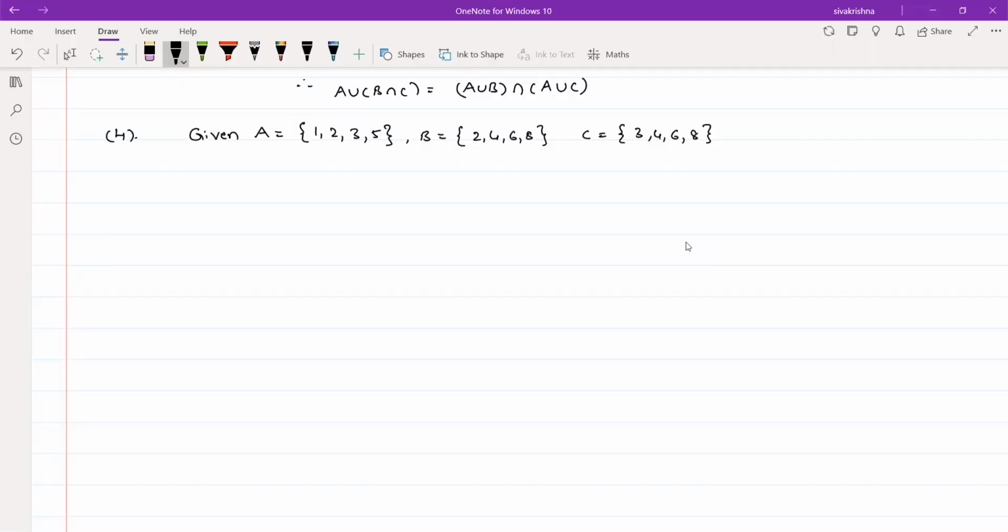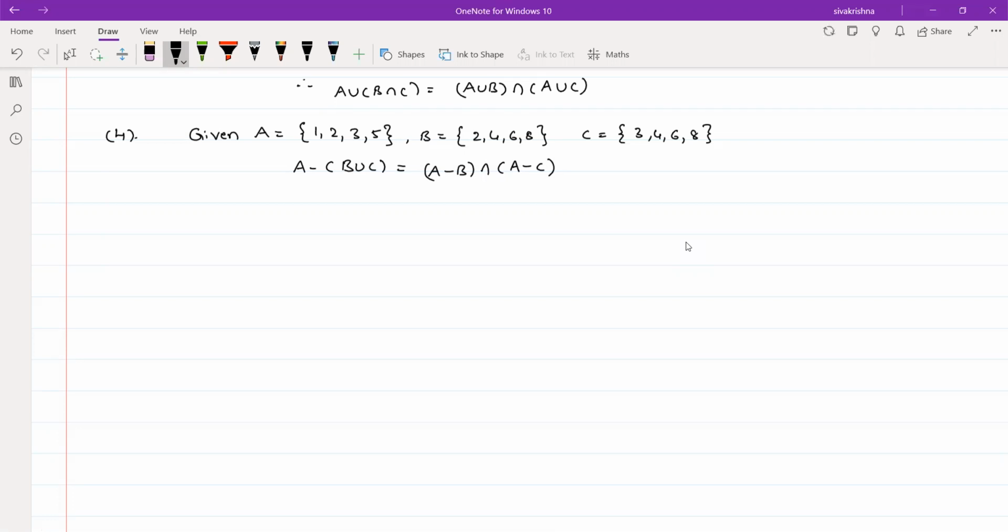So coming to the fourth problem. In the fourth problem, once again we are given 3 sets, and as in the third problem, we have to prove that A minus of B union C is equal to A minus B intersection A minus C. So this is the condition we have to prove in the fourth problem.